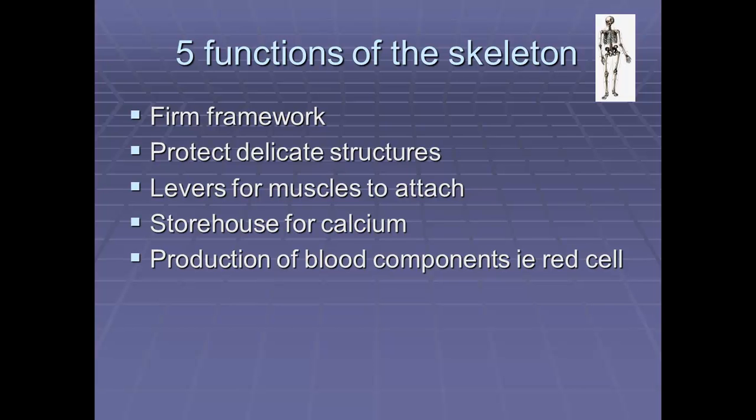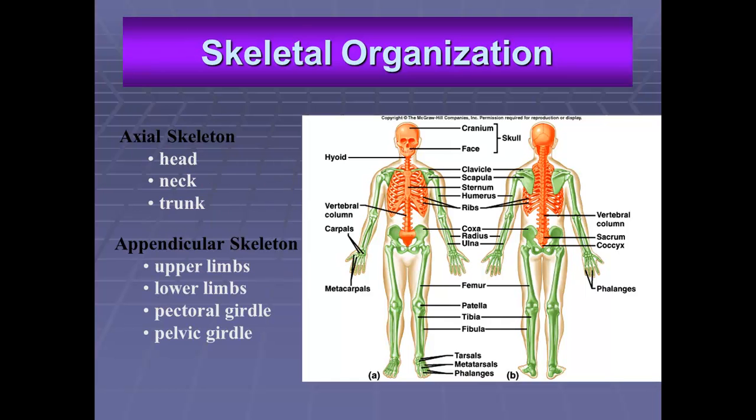The five functions of this skeleton include providing us a framework, protecting those delicate structures within, having a point of attachment of muscle so that there's a lever to make movement. It is the storehouse for calcium and phosphorus. And as mentioned before, in the marrow, it is where we produce blood components, including the red cell, white cell, platelets, to name a few.